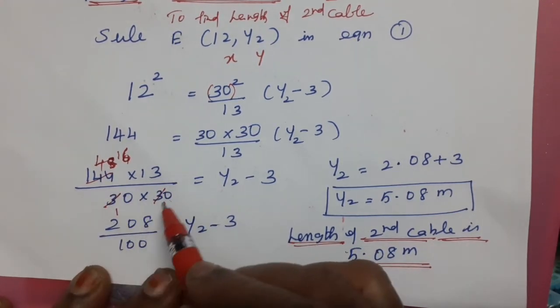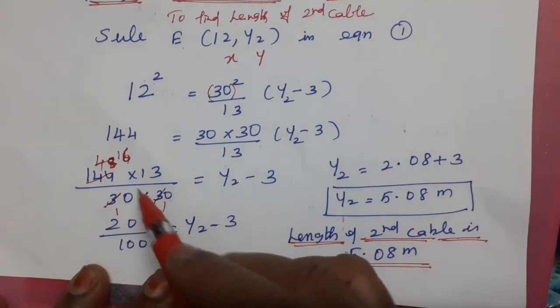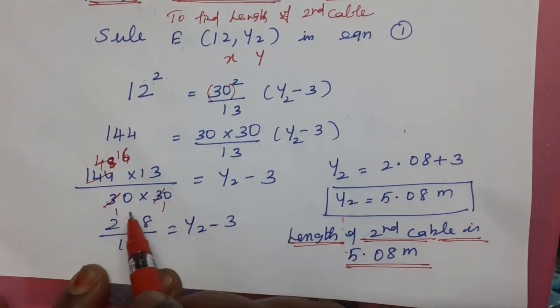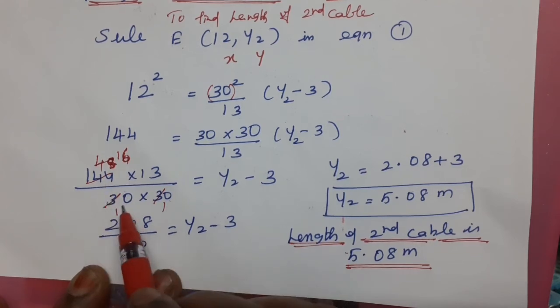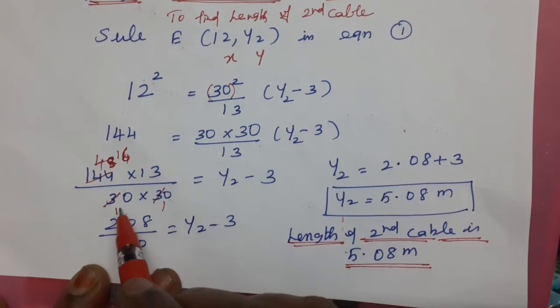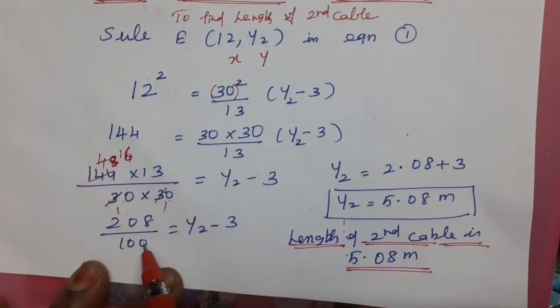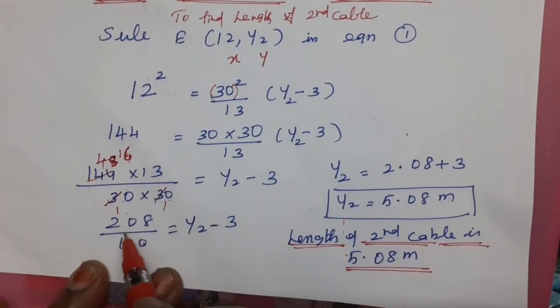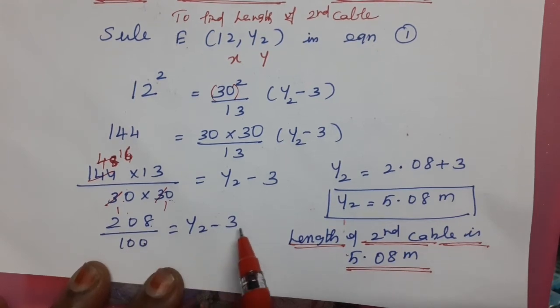Again, because 10 into 10 means it is easy for the calculation part. Then only the calculation part is easy. Just don't simplify the whole value. 1 3 is 3, keep it at 10. Here also 1 3 is 3, 1 3 is 3, 6 3s are 18. So 10 into 10, the denominator, is 100. 16 into 13 is 208. 208 by 100 equal to y2 minus 3.